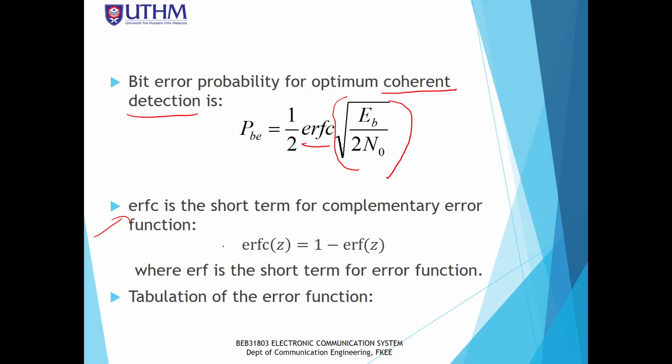ERFC of Z is equal to 1 minus error function of Z. This shows you the relationship of the complementary error function and the error function, where ERF is the short form for error function. Both of these are interrelated to each other.